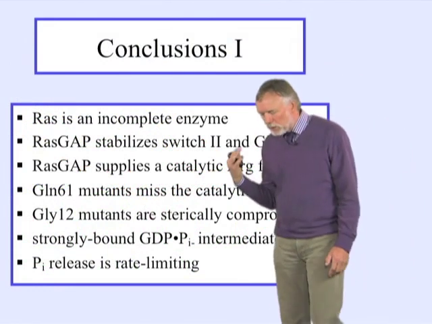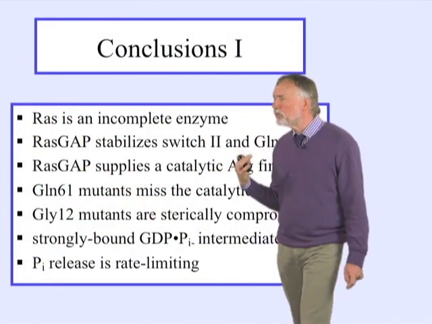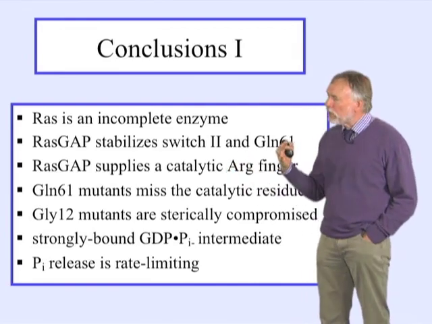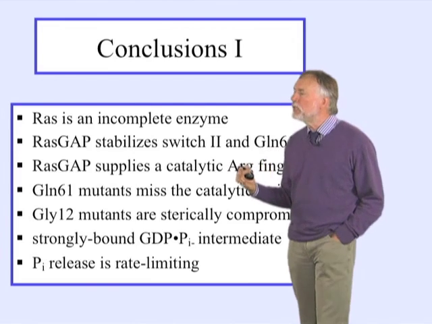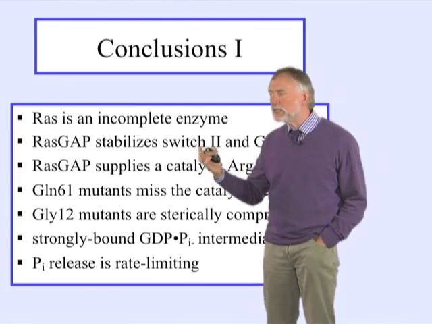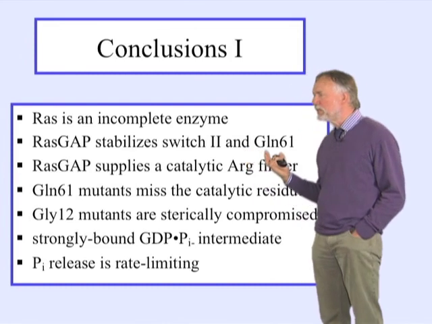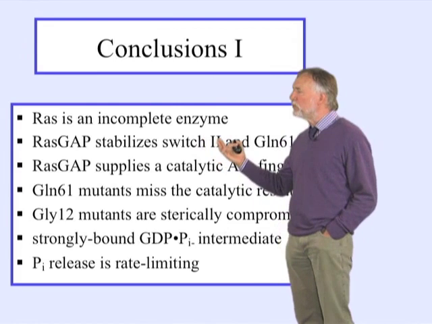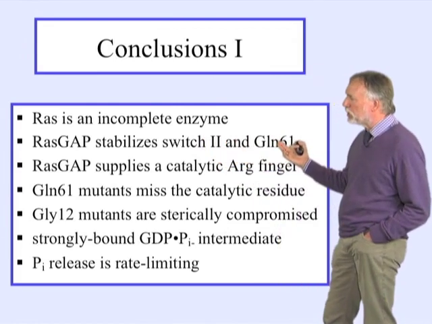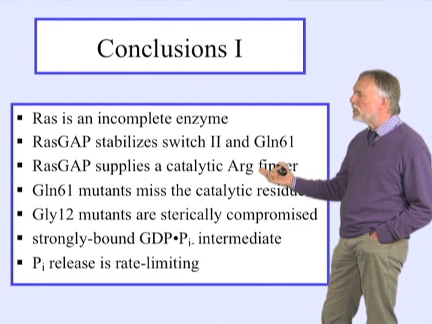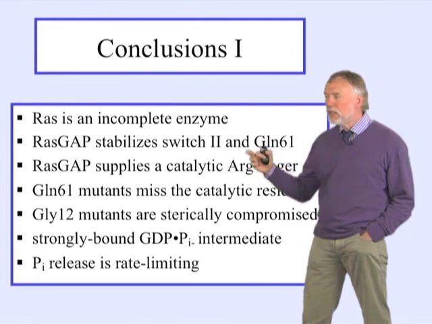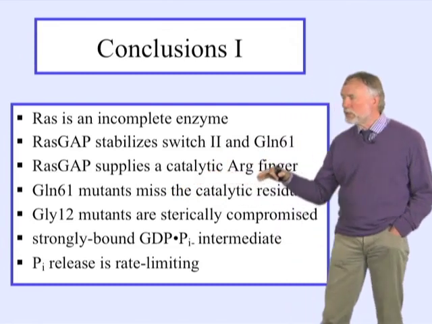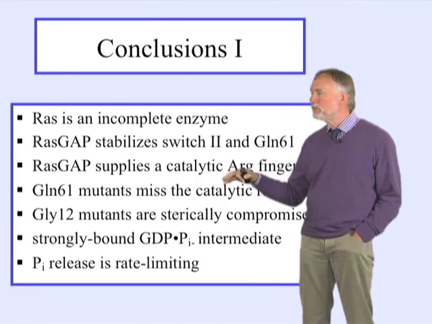So let me now come to the conclusions from what I've been telling you about. First of all, conclusions about Ras itself, because it's the most important oncogene: it is an incomplete enzyme, it cannot hydrolyze GTP very fast. But there comes Ras GAP, which stabilizes switch 2 and the glutamine 61, which is the important structural catalytic element. And it also supplies an arginine finger into the active site. Any mutation of glutamine 61 is an oncogene because it misses then the catalytic residue.